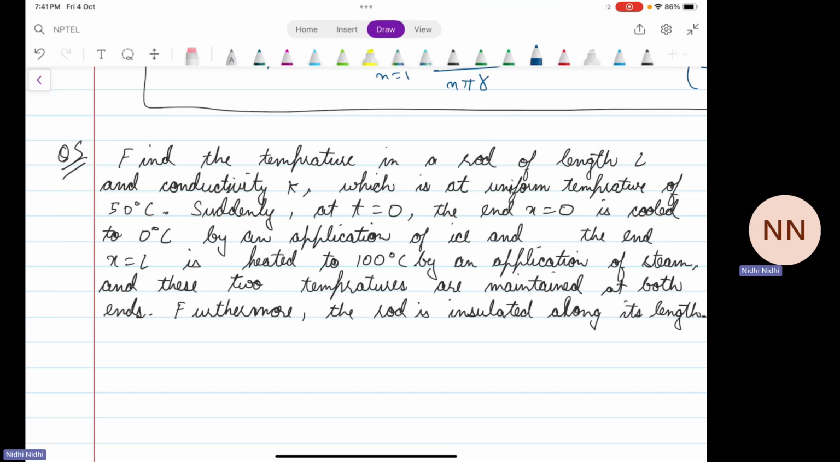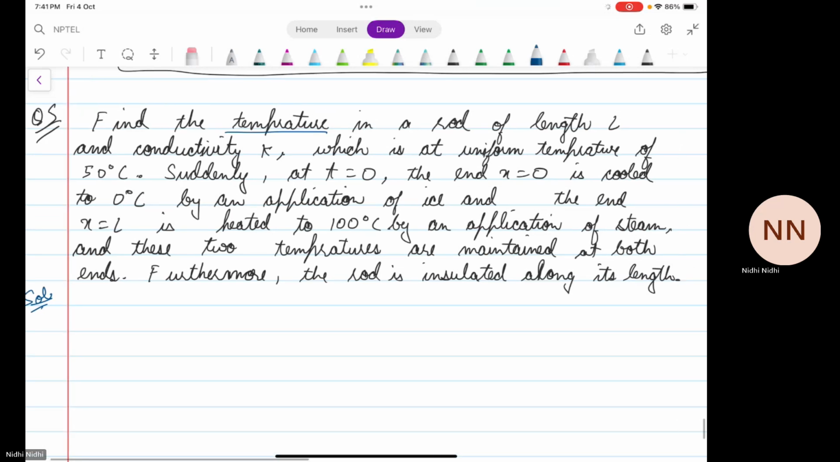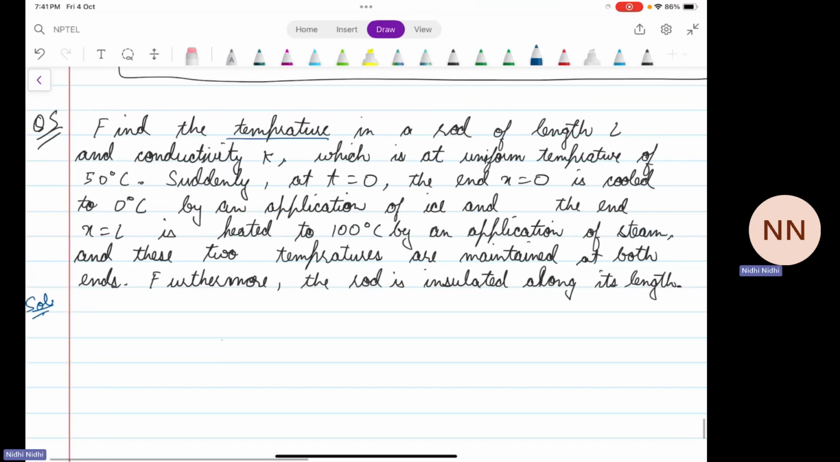Now we need to formulate the mathematical problem from this problem statement. Since we need to find the temperature, we need to solve the heat equation, which is given as u_t equals k squared times u_xx. Then there is a uniform temperature of 50 degrees Celsius on the whole rod. At time t equals 0, the temperature is changed at the end points, but at the rest of the points the temperature is still the same.